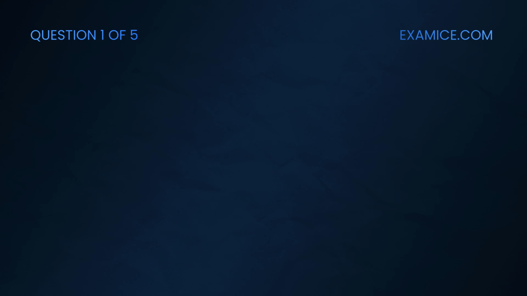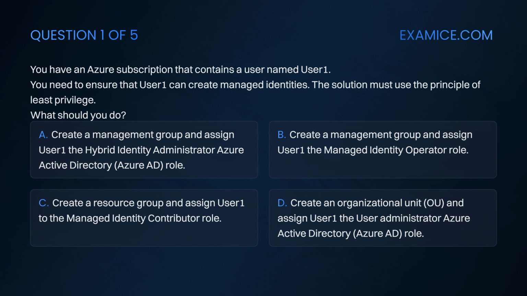Question 1. You have an Azure subscription that contains a user named User1. You need to ensure that User1 can create managed identities. The solution must use the principle of least privilege. What should you do? Option A.